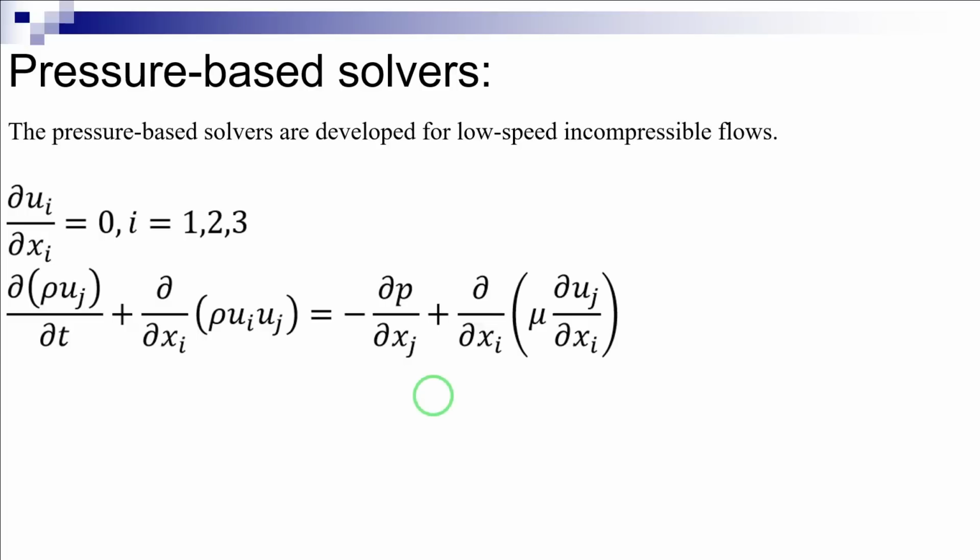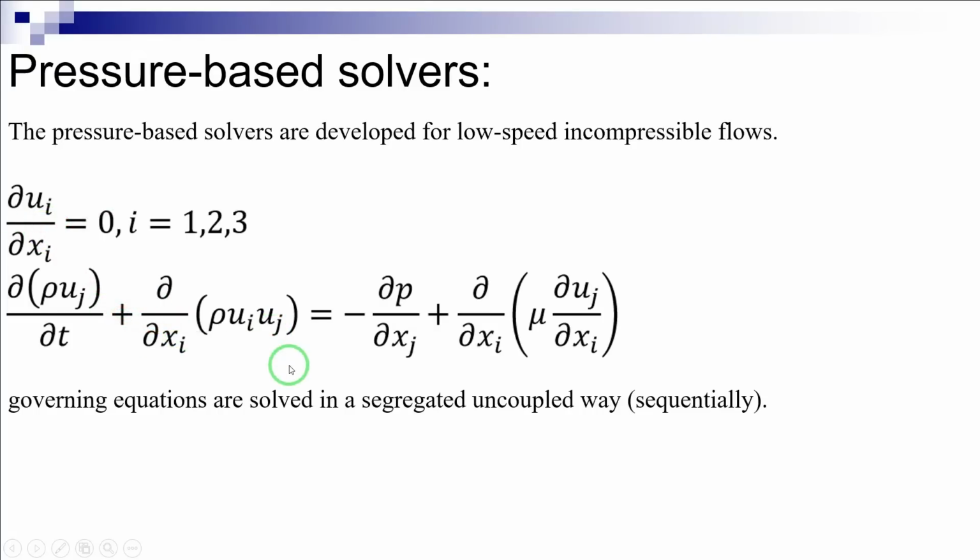Pressure-based solvers. The pressure-based solvers are developed historically for low speed incompressible flows where the density is assumed to be a constant value. In these solvers, the mass and momentum equations, as shown here for incompressible flows, are solved in a segregated uncoupled way. In other words, the governing equations are solved in a sequential manner to find the variables, which are 3 velocity components and pressure.